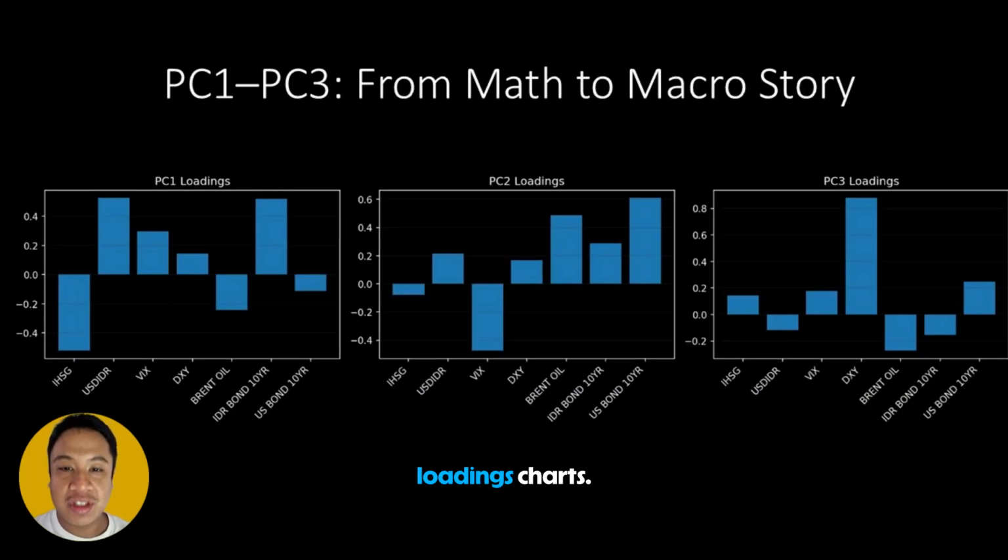Now look at the loadings charts. Each bar shows how strongly a variable contributes to that component. PC1 on the left. For PC1, IHSG has a large negative loading. USDIDR and VIX are strongly positive. DXY slightly positive. Oil slightly negative. That pattern screams Indonesia risk-off factor.